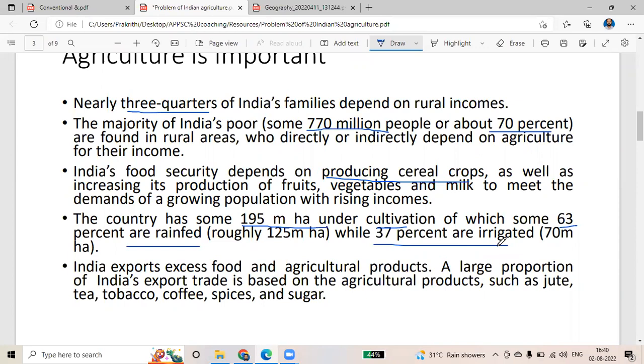Another important thing is India exports excess food and agriculture products. So it is one of the basic sources of foreign money. India exports agriculture products. Which ones? Mainly jute, tea, tobacco, coffee, spices, sugar, and we know even wheat and rice are also exported from India to other countries. So that gives us foreign money as well.